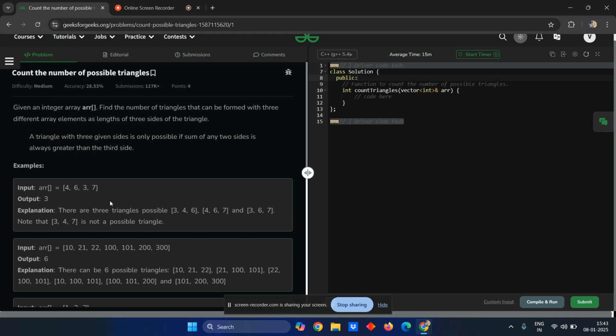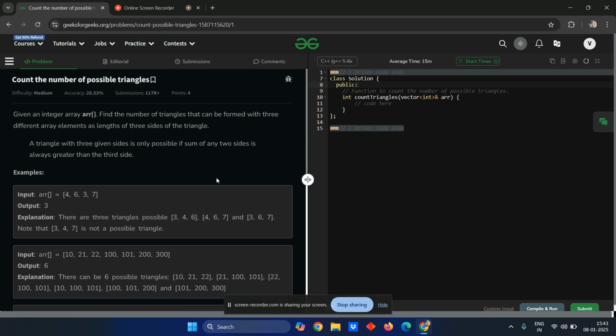That means we don't have to use any extra space. Okay, so first of all, we are going to sort this array so that we can get the array in arranged fashion. So here: sort array.begin, and then array.end. Now once we perform this, our array is actually getting sorted.